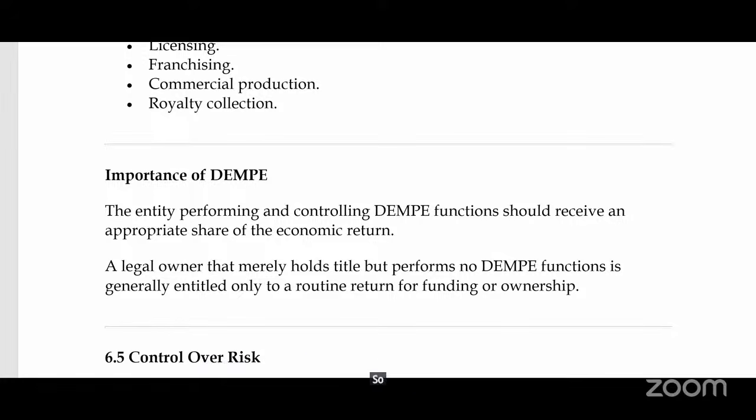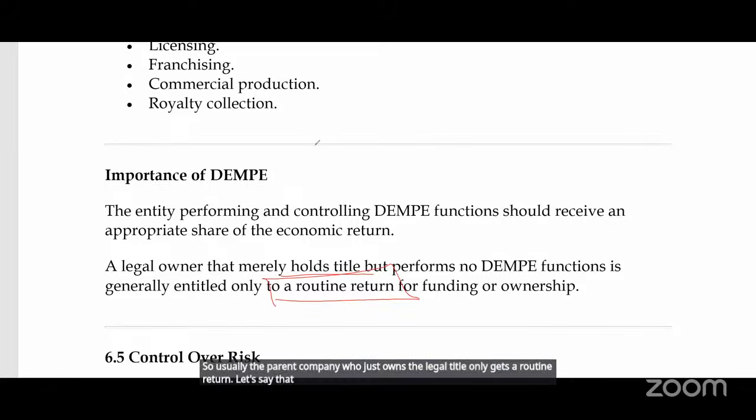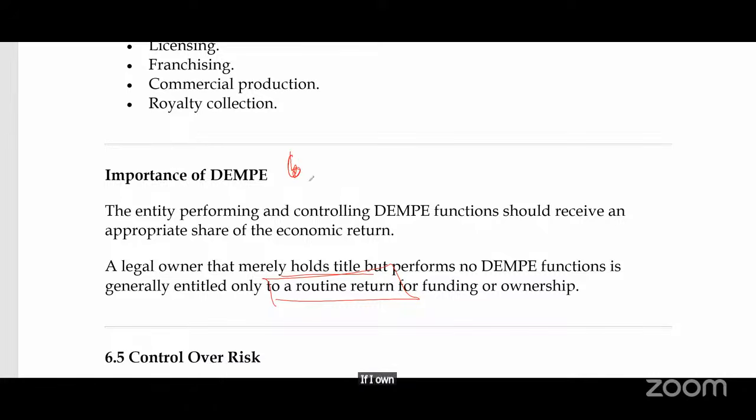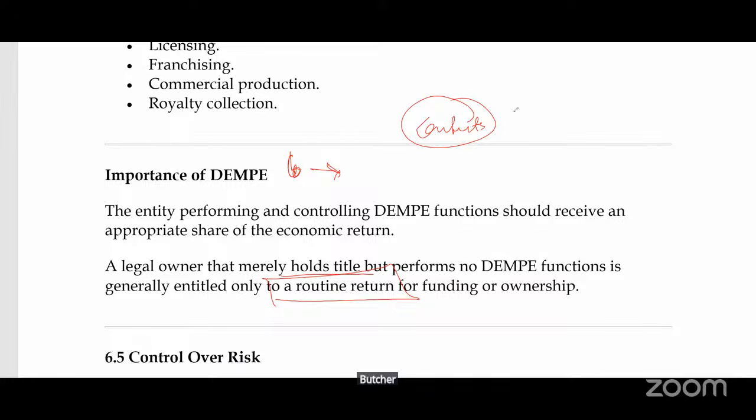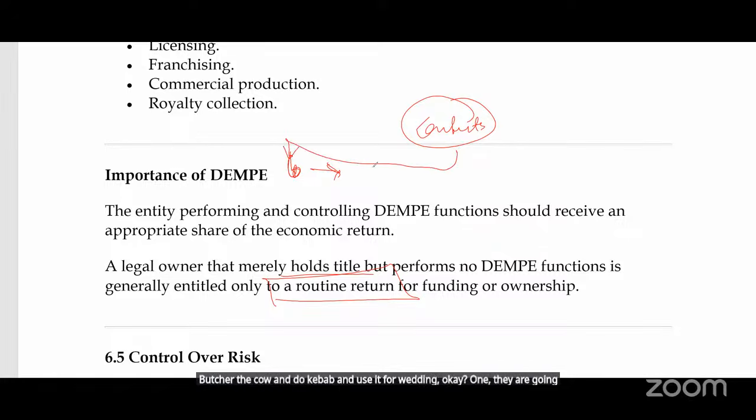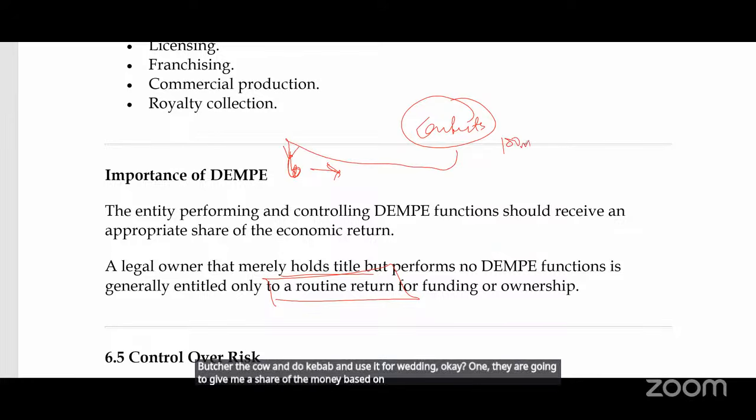So usually, the parent company who just owns the legal title only gets a routine return. Let's say that I am the one who owns it. So you guys look at it. If I own a firm or a company that maybe kills animals to sell, yes, I own it. So let's say we get a contract to butcher the cow and do kebab and use it for a wedding. One, they are going to give me a share of the money based on maybe the 100 million that came in, right?